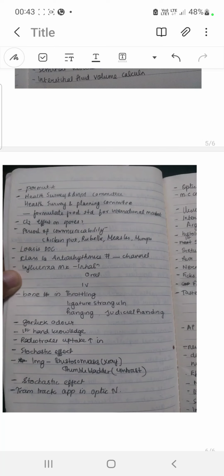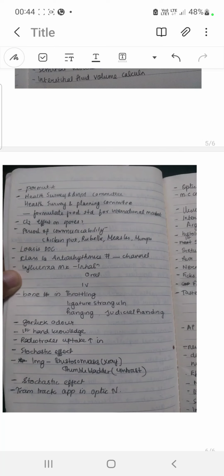Radiotracer uptake is increased only in bone-forming lesions, and decreased in lytic lesions like multiple myeloma. Stochastic effect, the examples like cancer and chromosomal mutation. Whereas other things related to hair or skin, the lens, cataract, all those things come in deterministic effect.